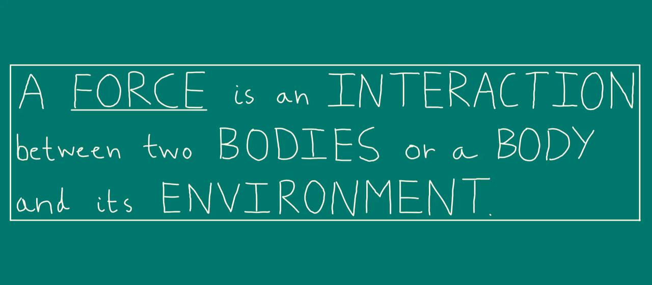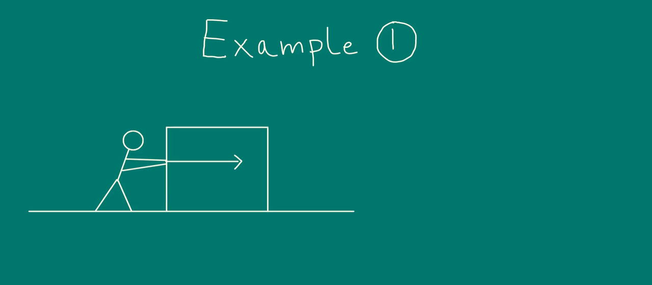Simply put, a force is an interaction between two bodies or a body and its environment. The word body is just another word for object. Body doesn't necessarily mean a human or a living body. Here are a few examples of forces and interactions between bodies. In this first example, a person is pushing a box to the right, and therefore applying a force on the box to the right. The force is shown by this arrow or vector here.